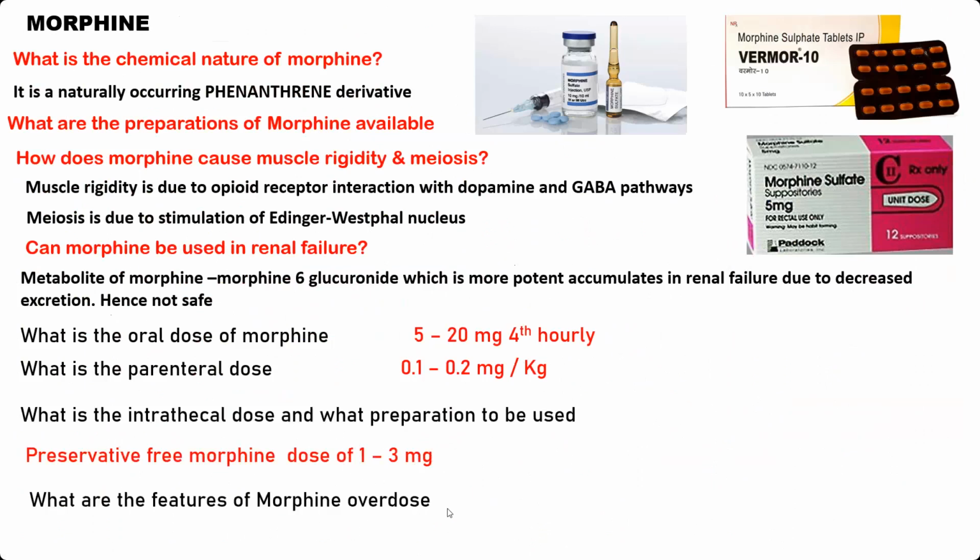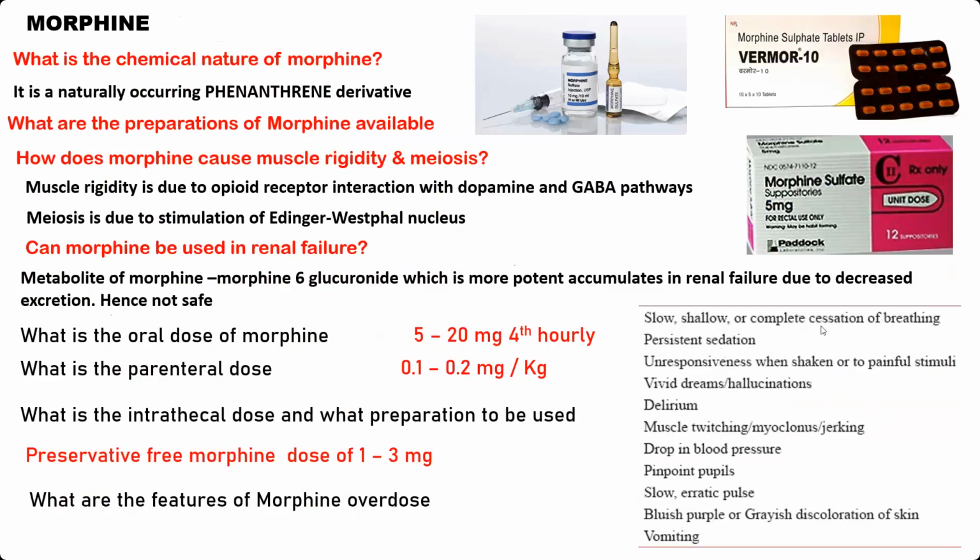What are the features of morphine overdose? So they have decreased respiratory rate and increased tidal volume. They can have miosis. They can have pruritus, urinary retention, constipation. Excellent. So shallow breathing, complete cessation of breathing also can happen. Persistent sedation, unresponsive to painful stimuli, vivid dreams, hallucination, delirium, muscle twitching, drop in blood pressure, pinpoint pupils, slow erratic pulse, bluish or purple discoloration of the skin, and vomiting. Okay, these are all the various effects of morphine.